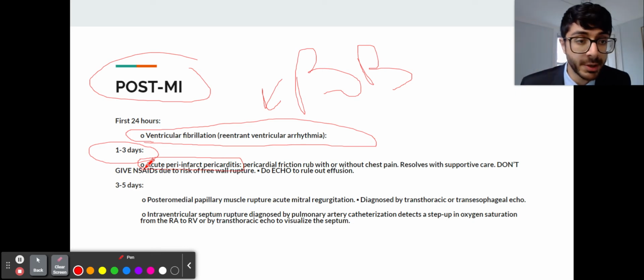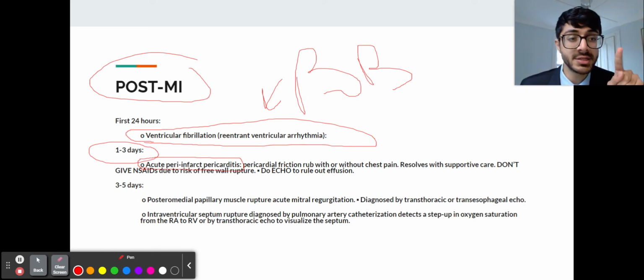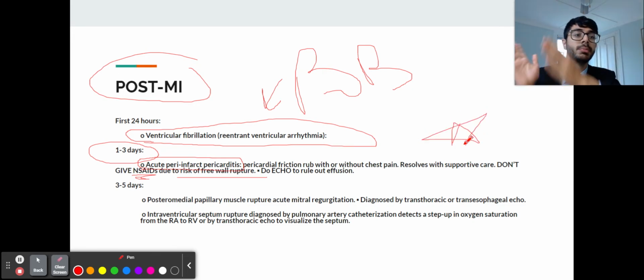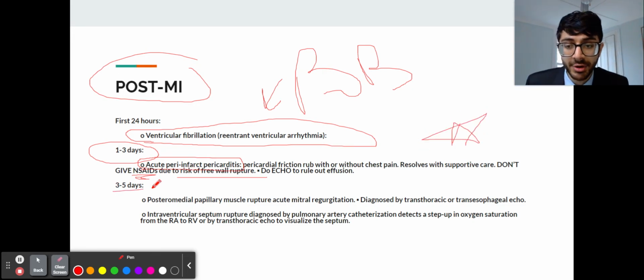Now, how we generally treat pericarditis is NSAIDs and colchicine. This is one of those unique instances where we do not give NSAIDs. Why don't we give NSAIDs? Because there's a risk of free wall rupture and a hemorrhagic pericardial effusion. So this is one of the few instances where you have a pericarditis, but you're not treating with NSAIDs. And then 3 to 5 days, posterior papillary rupture and interventricular septal rupture.